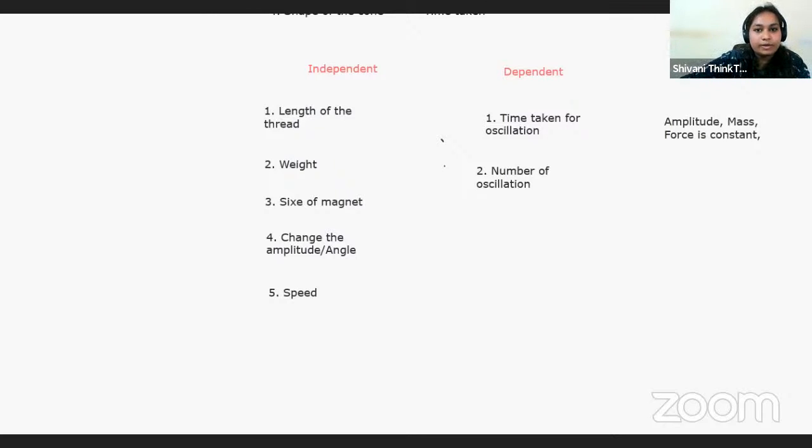Okay, so same with weight. So with weight, what will be the controlled variable? I'm changing only the mass of the suspended magnet. Okay, I'm changing the magnet. What else will be fixed? I'm taking into consideration how much time it is taking for the oscillation. Okay, I'm changing the weight and seeing how much time it is taking for oscillation. Someone wants to watch the video again.